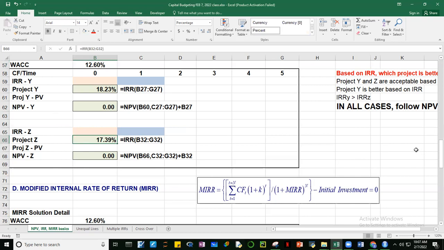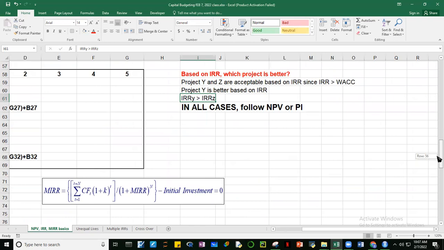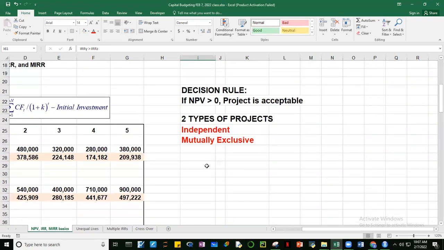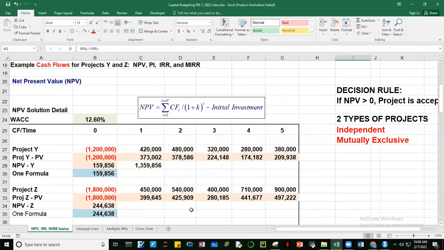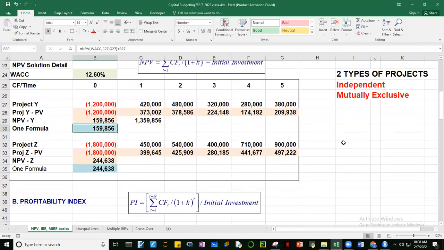Okay? So based on the IRR, guys, if we compare Project Y and Z, turns out that Project Y is better, kasi mas mataas yung IRR niya. Diba? Project Y is better than Project Z, since the IRR of Project Y is greater than the IRR of Project Z, which runs in conflict with NPV natin. Kasi sa NPV natin, Project Z is to be chosen because it has the higher NPV.